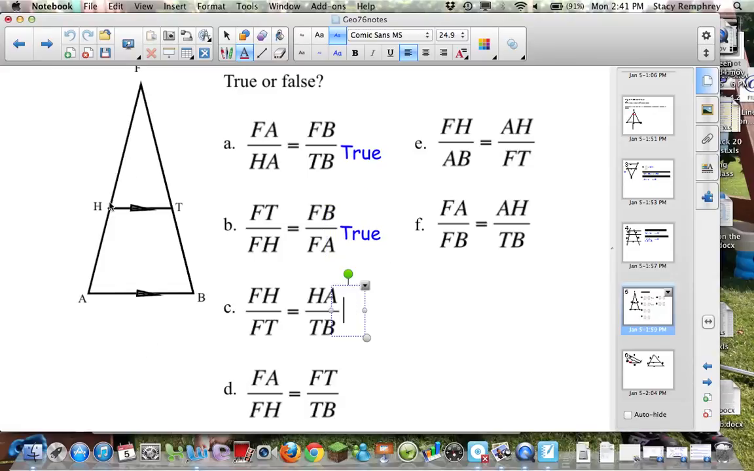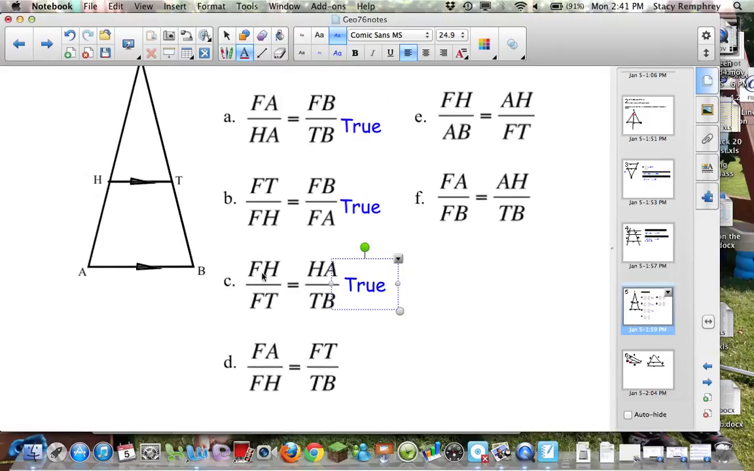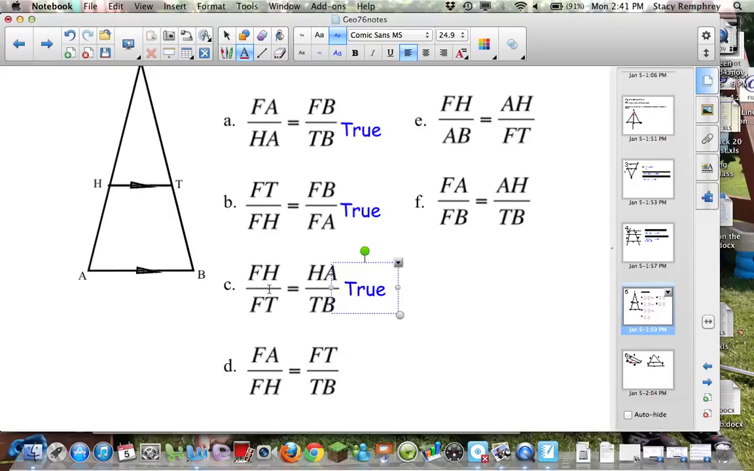Over here, FH to FT, HA to TB. So again, FH, and these will be true. And I know some of these you're like, wait, this isn't going from where it is. But a lot of them, if you use your properties of proportion with the original triangle proportionality proportion, you're going to be able to get to a lot of these. I think the easiest way is just make sure they're comparing the same thing.